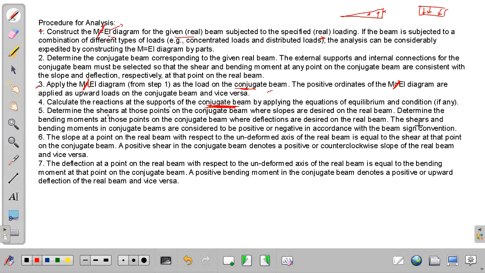So we have here the shear and bending moment in conjugate beams are considered to be positive or negative in accordance with the beam sign convention. So you need to follow your beam convention. Okay? So pagka positive, pataas. Okay? Pagka negative, pababa. This is depending on your beam sign convention. Okay? So, since pataas tayo ng positive, positive pataas tayo. Okay?